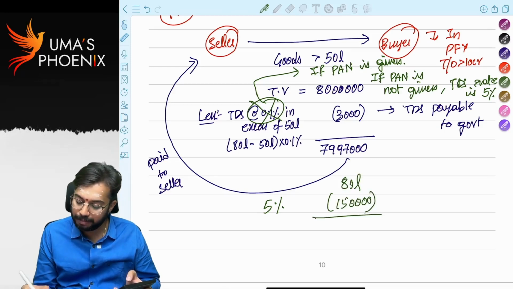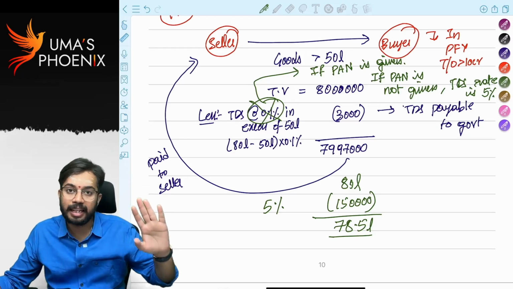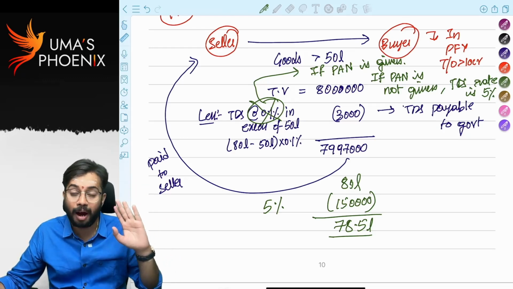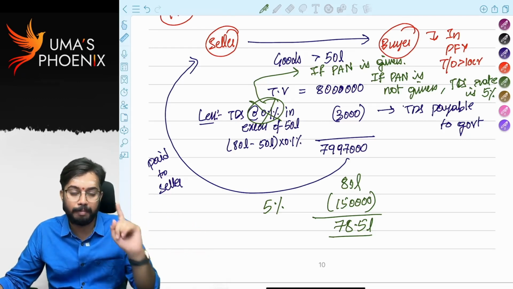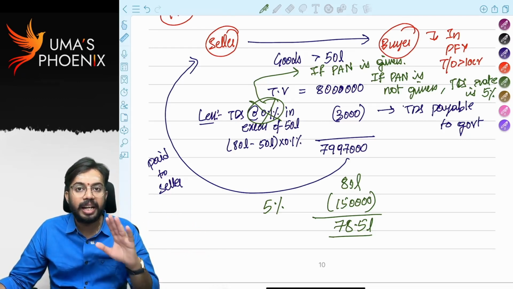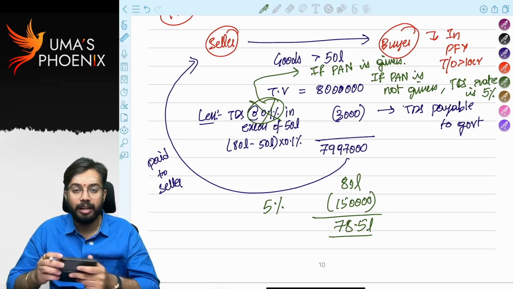That means how much is the balance? 78.5 lakhs will be paid to the seller. Are you able to understand? So TCS under section 206C(1H): PAN number given 0.1%, PAN number not given 1%. TDS under section 194Q: PAN number given, 0.1% TDS will be deducted. If the seller does not give PAN, 5% TDS will be deducted.